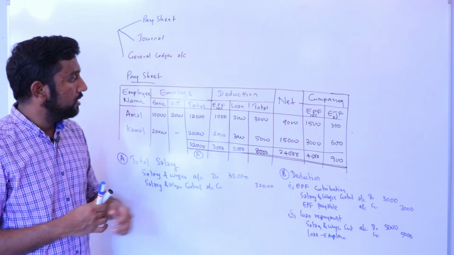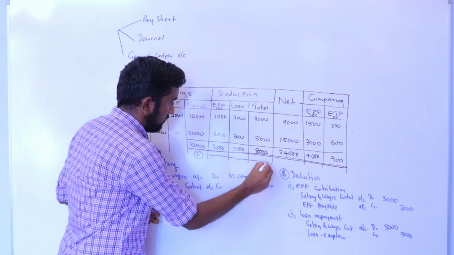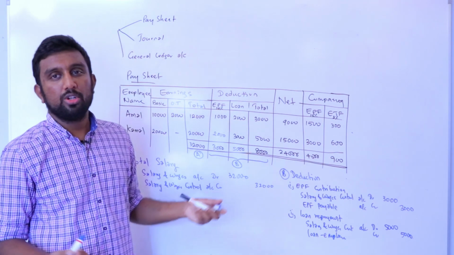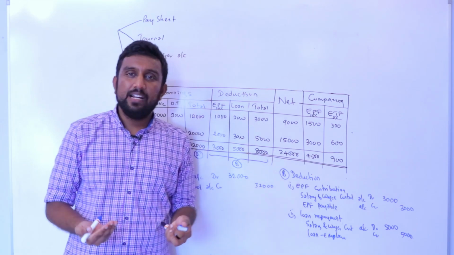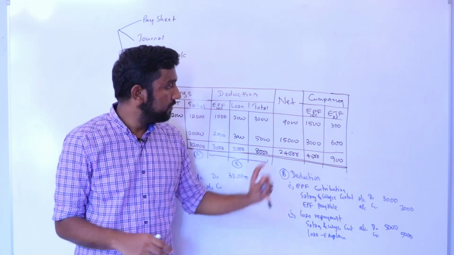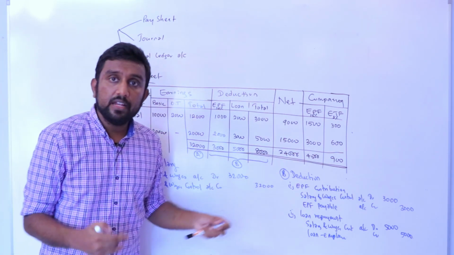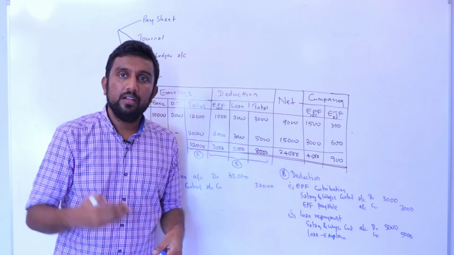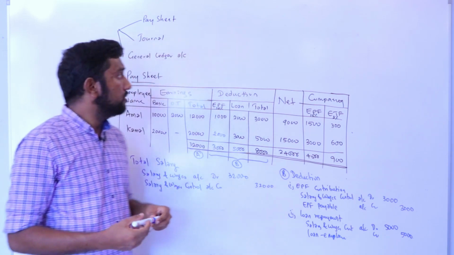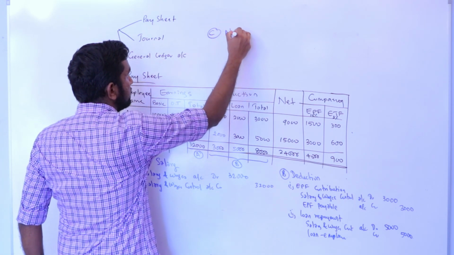Then what we do? So this is the B. Right? So the total B is not needed to be recorded because we are recording these two separately, right? Then what we do? So first one is total salary, then we are deducting, then we will pay the net. We'll pay the remaining amount to the employees. So I'll write C here, the net salary.